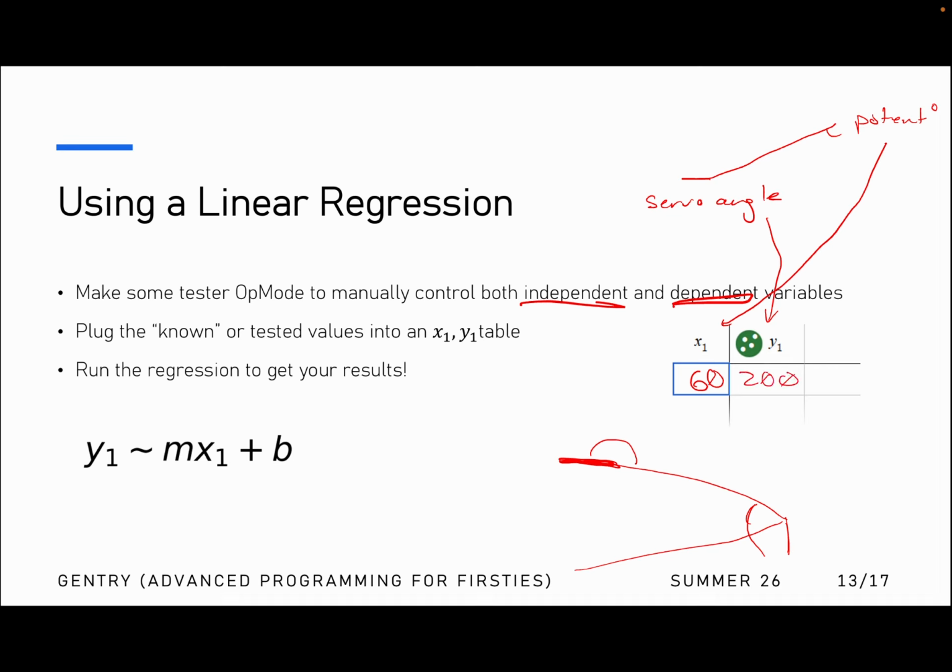It's different for everyone. But then you hop on Desmos and you run this equation, and it will give you your values for your M and your B. And then you can just plug that all in to an equation on your robot, and you're done. It's pretty simple in that sense.